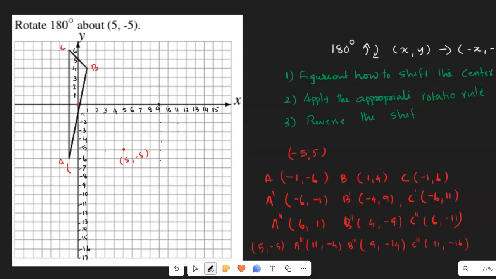And now plot these points. You are already done with the rotation. 11, negative 4. 11 is this. Negative 4 is this. And 9, negative 14. 9 is here. And negative 14 is here. And 11, negative 16 is here. So this is 11, negative 4. This is A triple prime, B triple prime, and C triple prime.